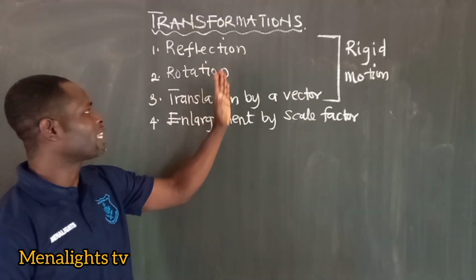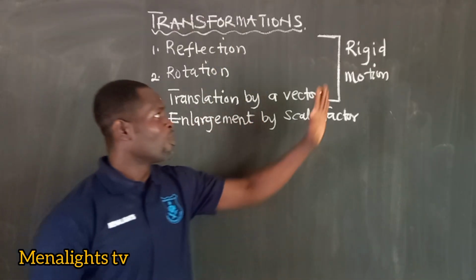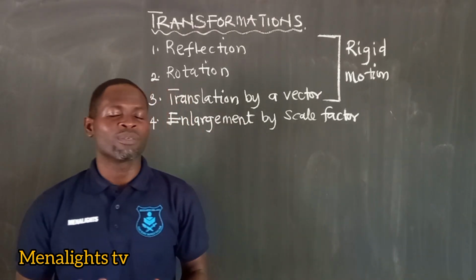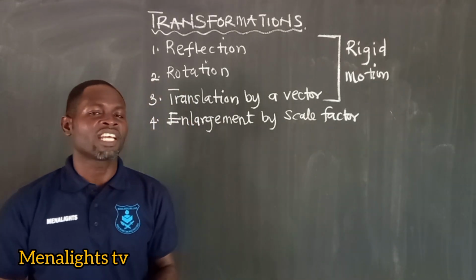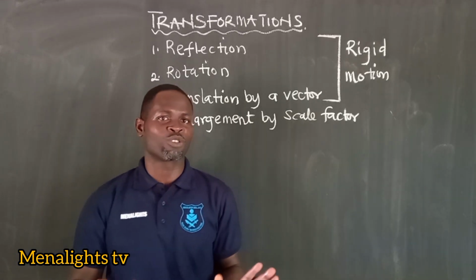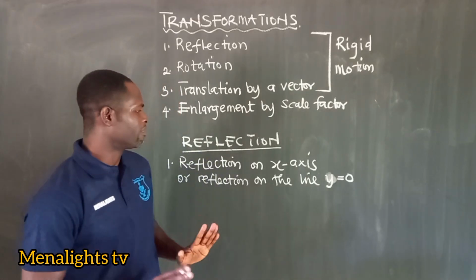Now, reflection, rotation, and translation by a given vector, we call them rigid motions. The reason why they are called rigid motions is because the size and the shape of the object will not change no matter what you do to them. So let's begin with reflection.